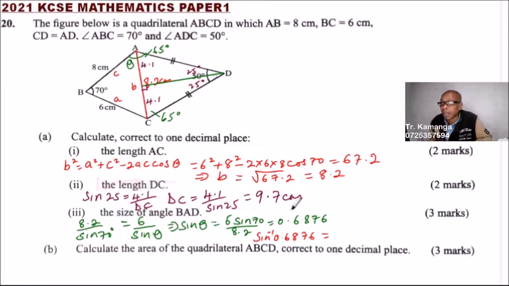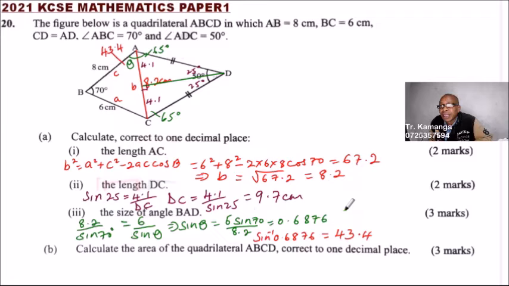I'm getting 43.438, to 1 decimal place should be 43.4. So this angle here, again, we have 43.4. So now we should be able to get BAD.